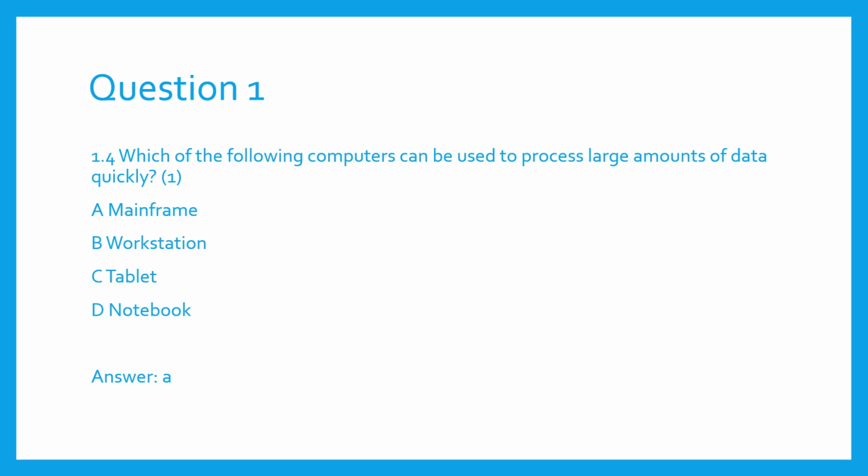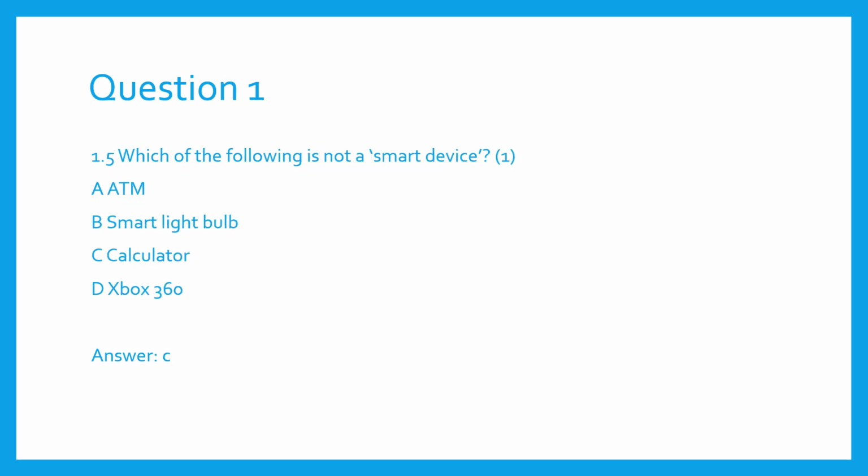Which of the following computers can be used to process large amounts of data quickly? Mainframe, obviously. Which of the following is not a smart device? ATM, smart light bulb, calculator, or Xbox 360? Calculator.